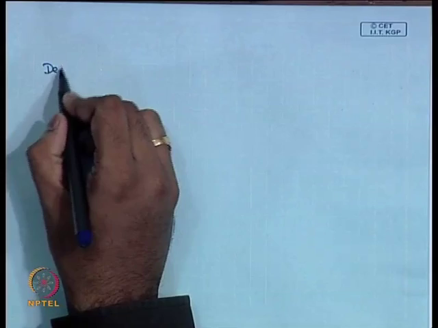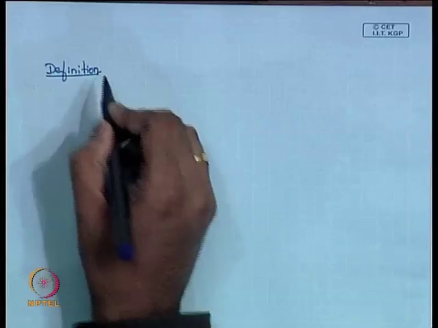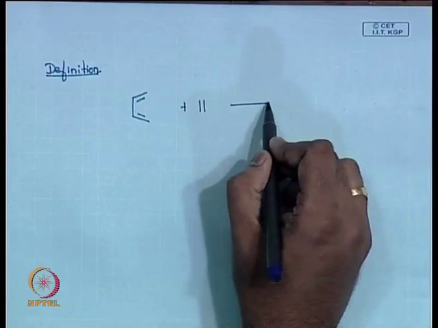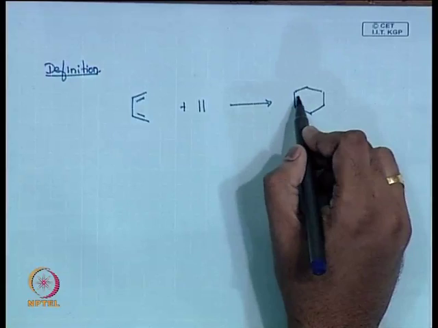Now we will see how we can define pericyclic reactions. Normally, I am taking a simple reaction which you have known. Take this. You can get this product, right?